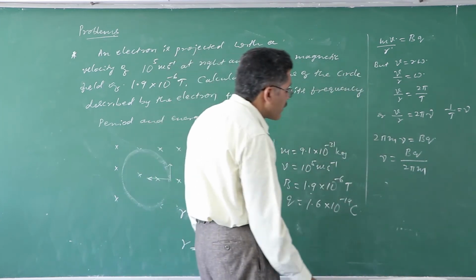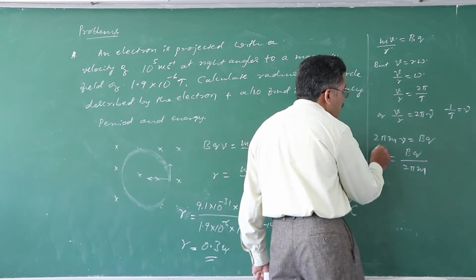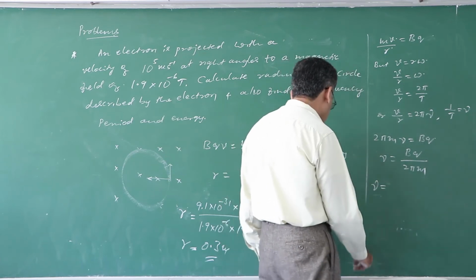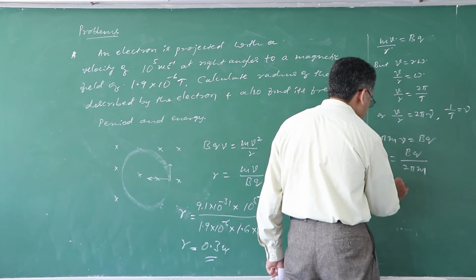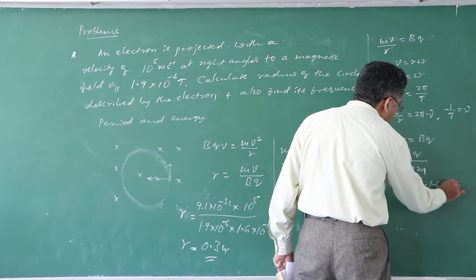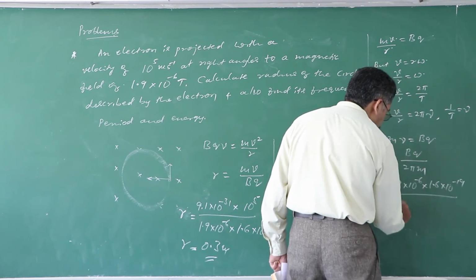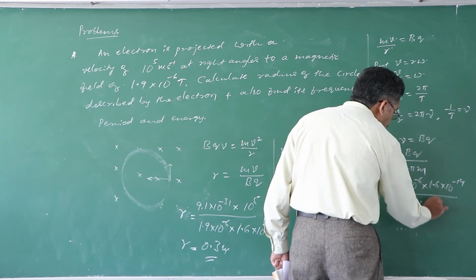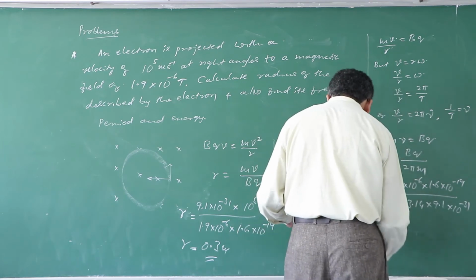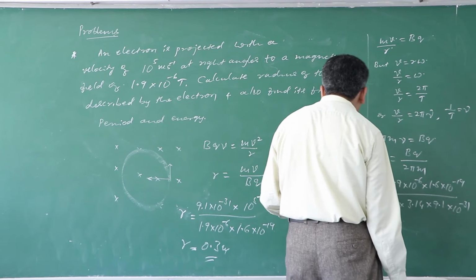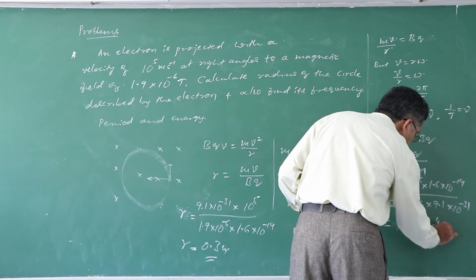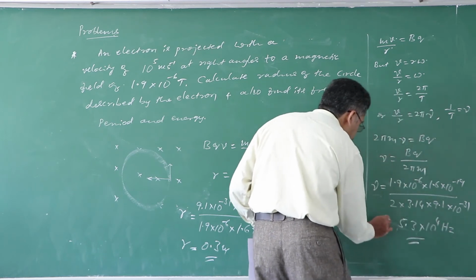Again, substitute for this frequency. Nu is equal to, B is how much? 1.9 into 10 raised to minus 6. Q is 1.6 into 10 raised to minus 19, divided by 2 into 3.14, into 9.1 into 10 raised to minus 31. What is the final result? The final result comes out to be about 5.3 into 10 raised to 4 hertz. This is the frequency.